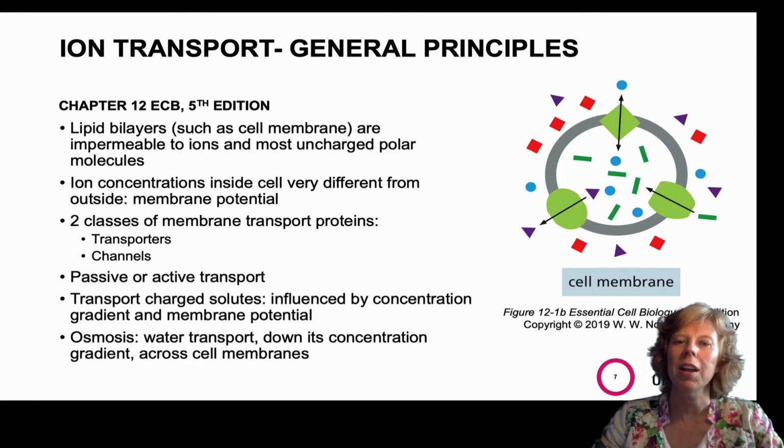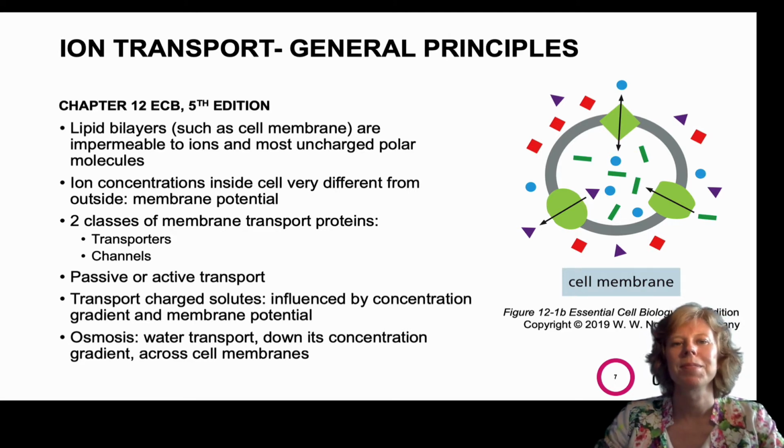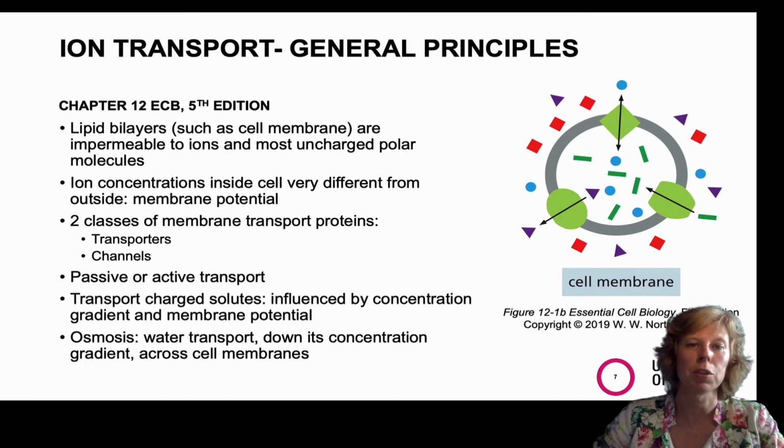Cells contain 2 classes of membrane transport proteins, transporters and channels. Solutes cross membranes by either passive or active transport. Passive transport, and thus the direction of the transport, is influenced by both the concentration gradient and membrane potential. Water moves across cell membranes by a process called osmosis.